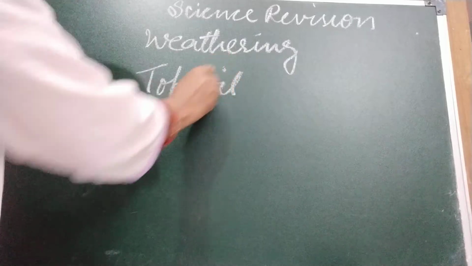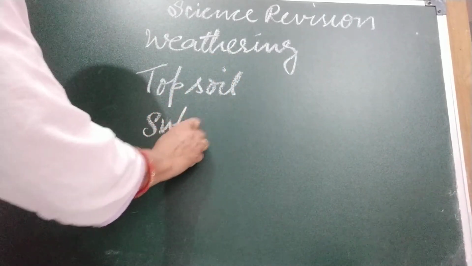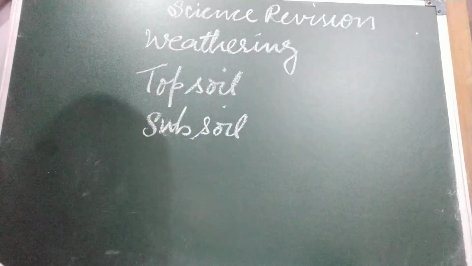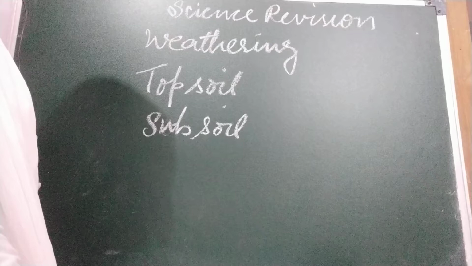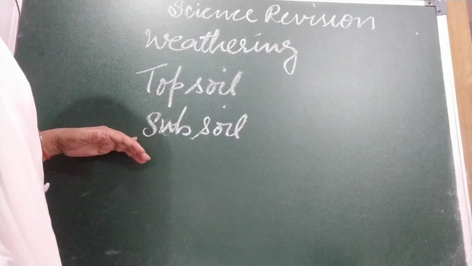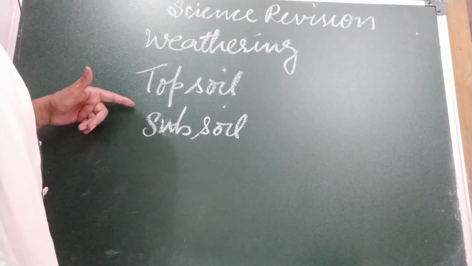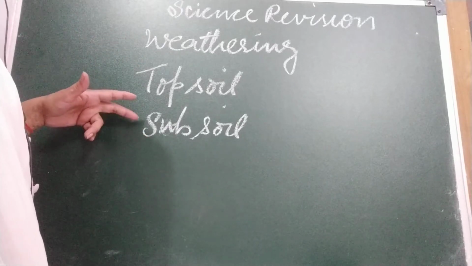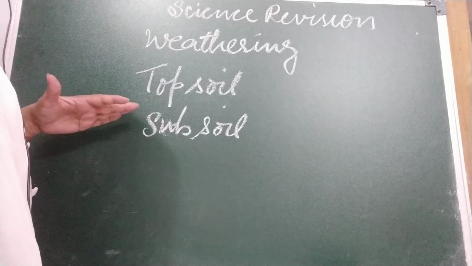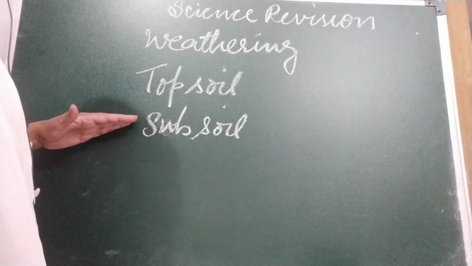Second is subsoil, or we also call it B horizon. This is the layer below the topsoil. Subsoil does not have much humus and is therefore lighter in color than the topsoil. It is made up of mostly rock beds and some nutrients such as soluble minerals and iron oxide. And children, rainwater collects in this layer.